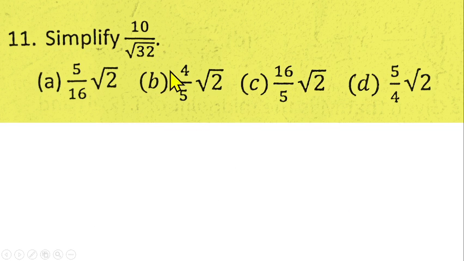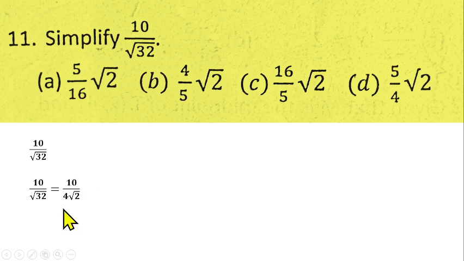Question number 11 is from surds. We have to simplify 10 over root 32. Of course, we can see that root 32 is not yet simplified, so we need to simplify root 32 first, and that should give us 4 root 2. Root 32 gives 4 root 2, since it is root of 16 times 2, and the root of 16 is 4, then root 2.